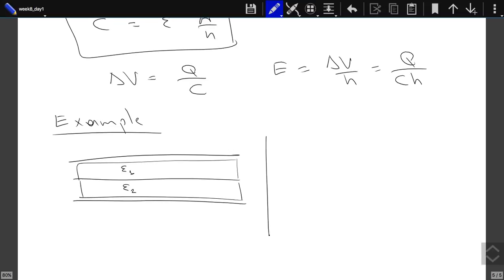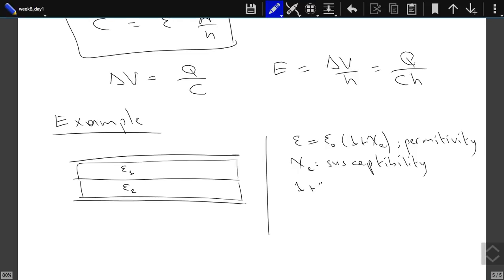Well, I sometimes misuse the terminology. Epsilon, which we defined as epsilon 0 times (1 plus chi e), is called the permittivity. Chi e is the susceptibility. One plus chi e is the dielectric constant, which we also call epsilon r. So these are the permittivities of these two regions, epsilon 1 and epsilon 2.